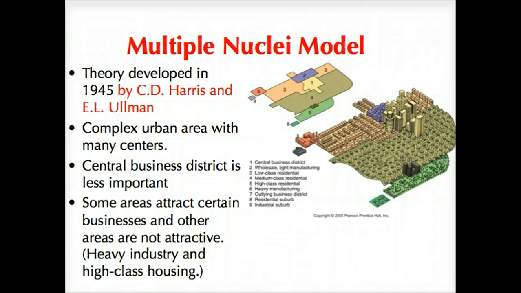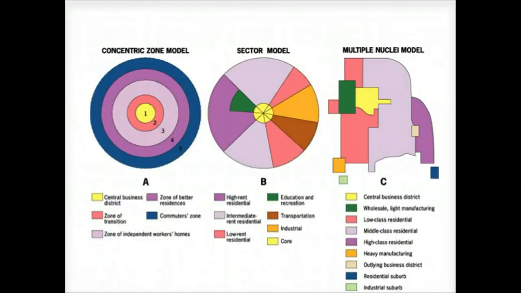So again, briefly going back to our first slide, the three models that you should be aware of for the development of U.S. cities are the concentric zone model, or the Burgess model, the sector model, or the Hoyt model, and then the multiple nuclei model.